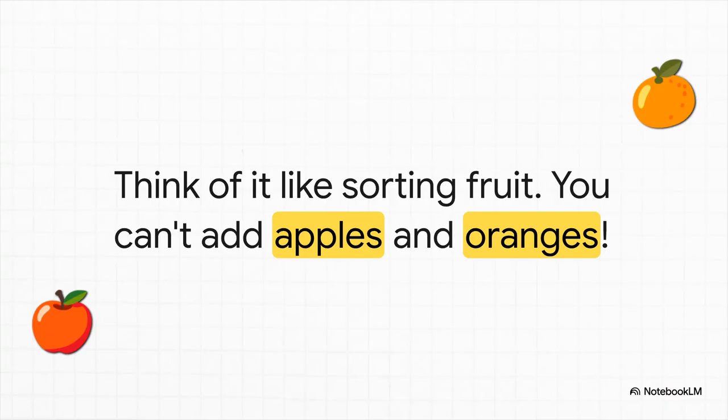And honestly, this is something you already get intuitively. Just think about sorting fruit. If you have 3 apples and 2 oranges, you don't say you have 5 apple oranges, right? No way. You count your apples and you count your oranges separately. Well, math works the exact same way. We just have to group similar things together.